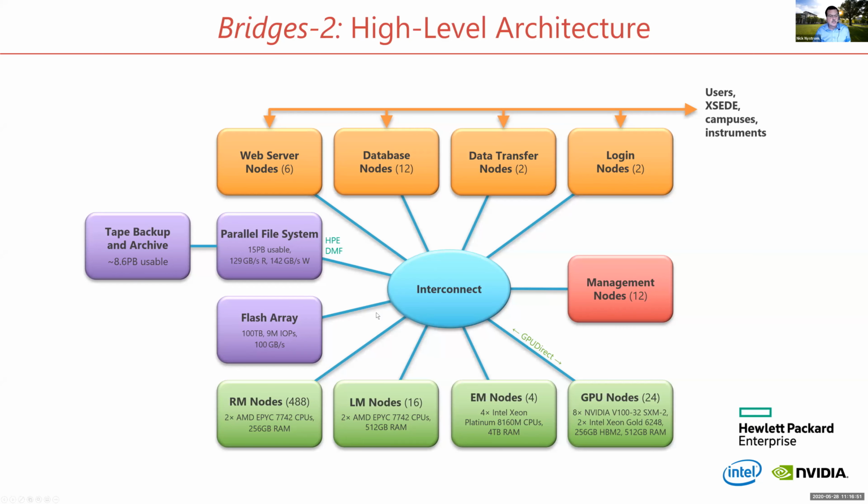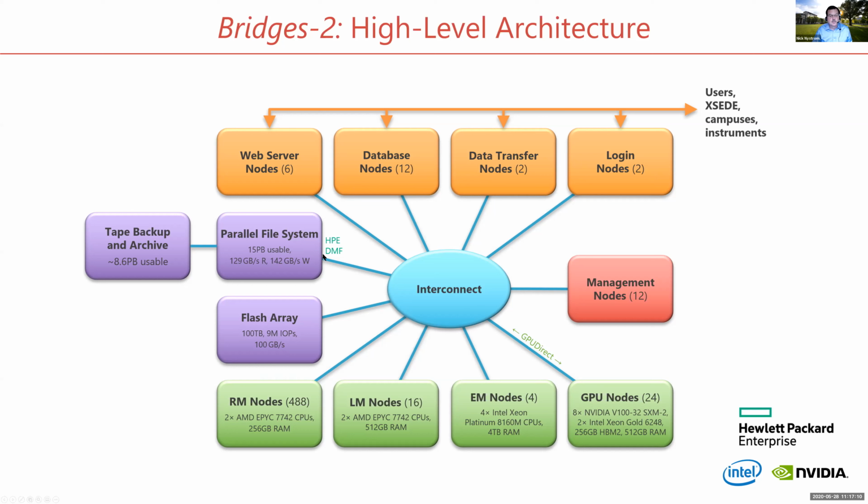Also on the fabric are the data storage infrastructure. So there's a parallel file system. That's 15 petabytes usable, very high bandwidth. So 129 gigabytes per second read, 142 gigabytes per second write. That's Lustre.